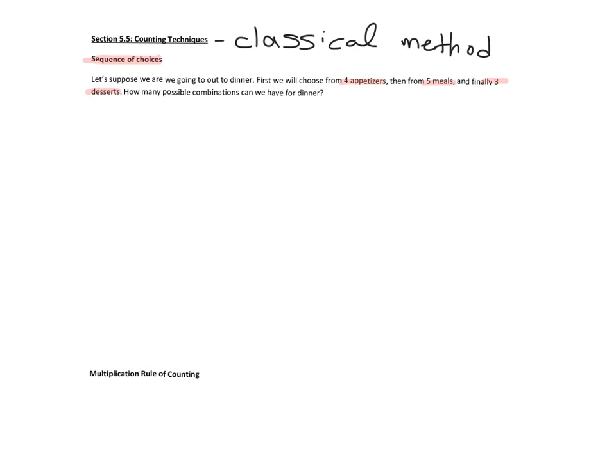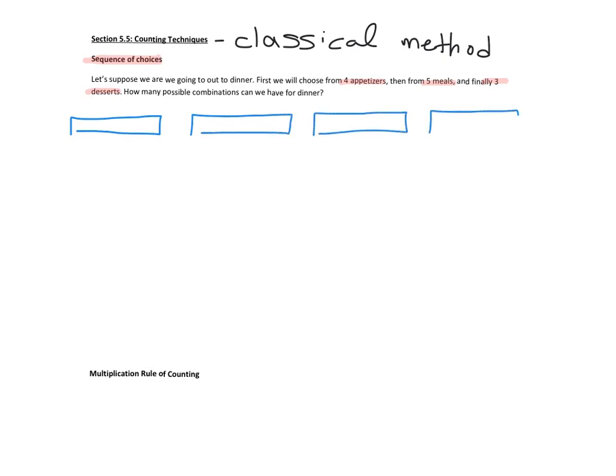Okay, so let's draw a picture to illustrate this. Let's draw our 4 appetizers. Let's say they come out on these rectangular plates. I'll just say A for appetizers. So far we have 4 choices, so we can choose from those 4 appetizers. Next come the meals, so we'll do round or circular plates for that. There's 1, 2, 3, 4, 5 meals, and I'll just use the letter M.